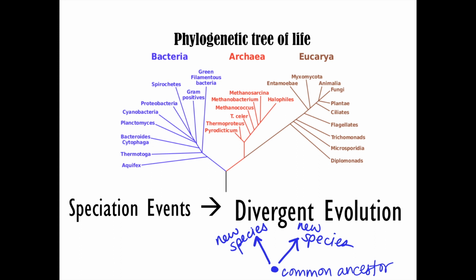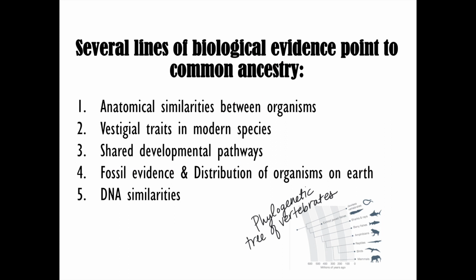But how do we know this really happened? I'm going to take you through some of the evidence we have to support this theory. Several lines of biological evidence support the theory that all of life on Earth descended from a common ancestor. These include anatomical similarities between organisms, vestigial traits that remain in modern species, shared developmental pathways between even distantly related species, fossil evidence and distribution of organisms on Earth, and finally, the genetic similarities we see between every single species that's alive on Earth today.